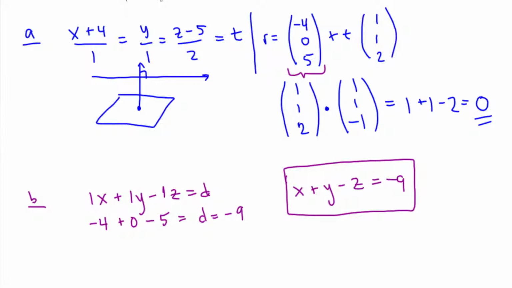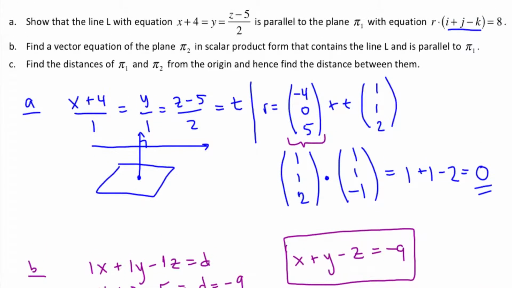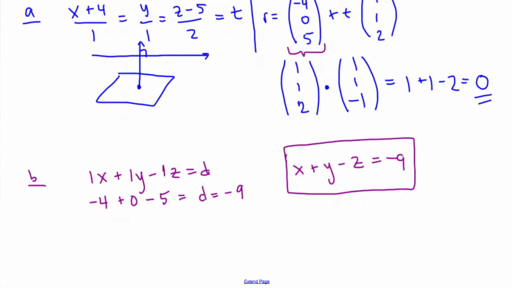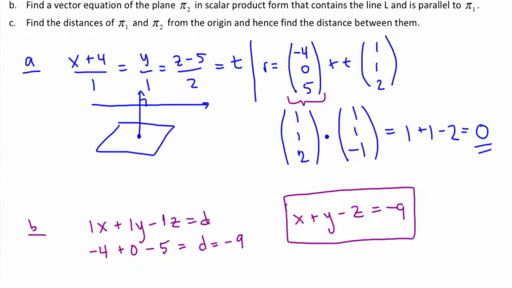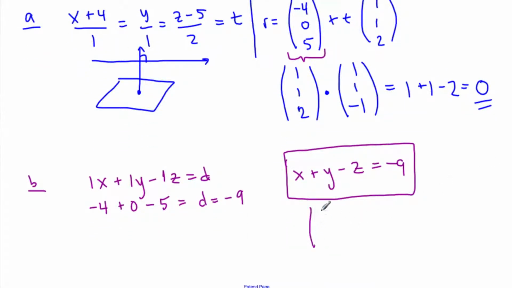Alright, so our two planes are, actually does it say to write it in scalar product form? So that will be (1, 1, -1) dot r equals -9.